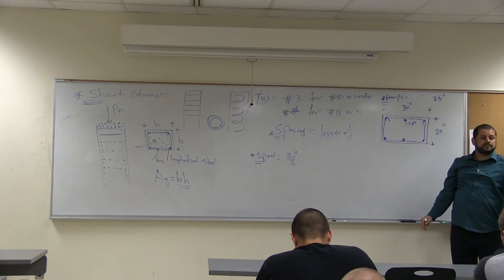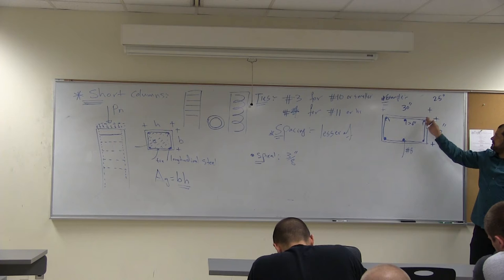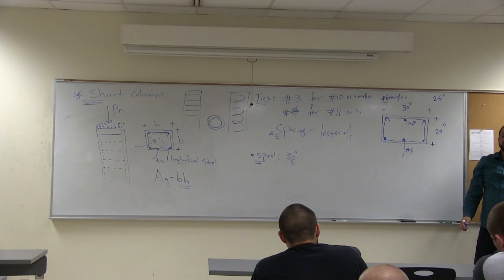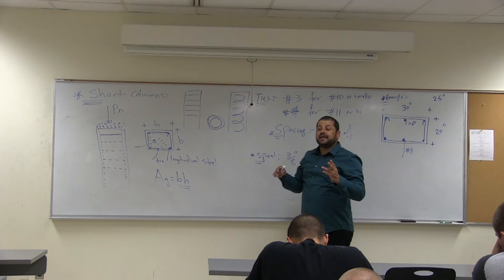And these bars, assume number 8. And we know the stirrup is number 3. So we said 30 minus 5, that's 25, divided by 2, 12.5. That's the center to center. I'm talking about the clear: minus 1 inch, which is half the bar and half the bar. The clear distance is 11.5.